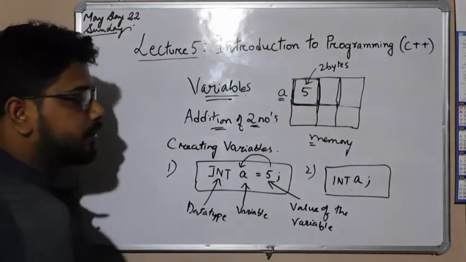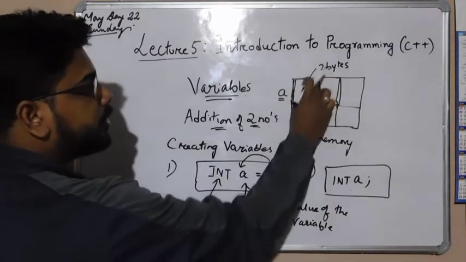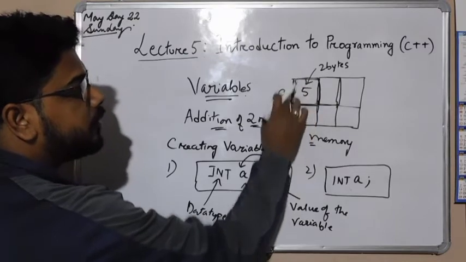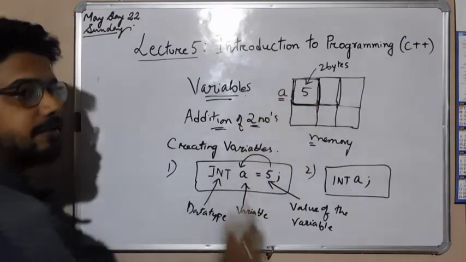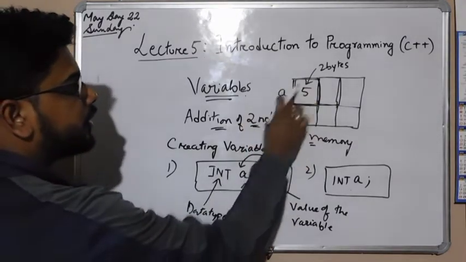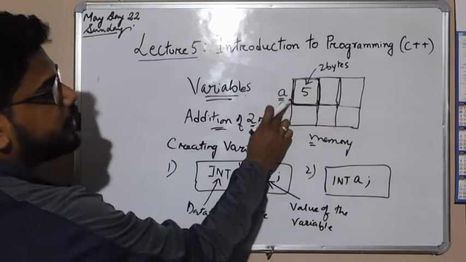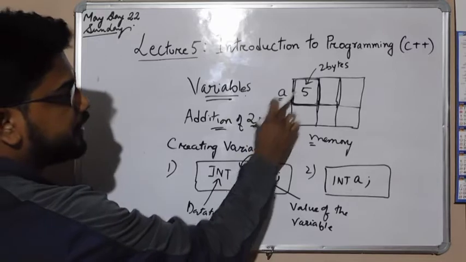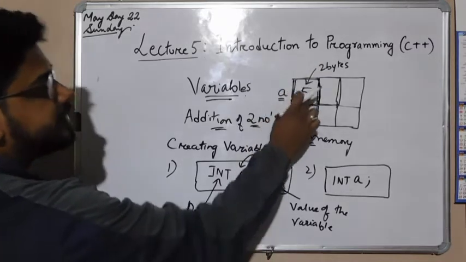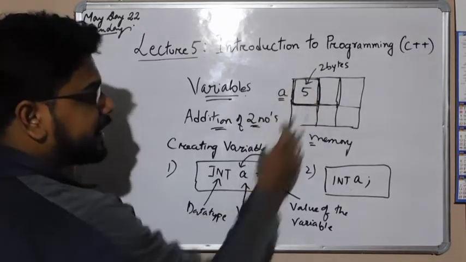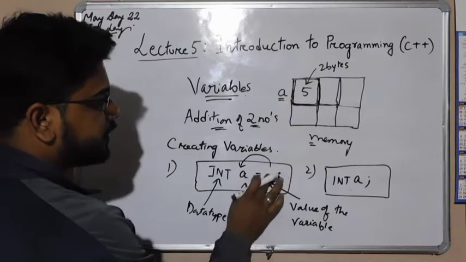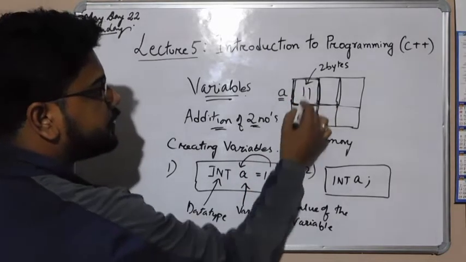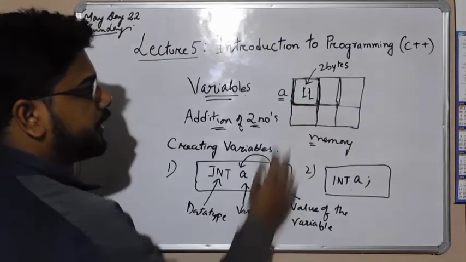So this 2 bytes memory block is being booked for putting in some values. This block of memory's name is A. It is occupying 2 bytes and we can assign any value according to our wish. For example, I can give the value 11 here. If I write 11, that means 11 gets stored here in this place.